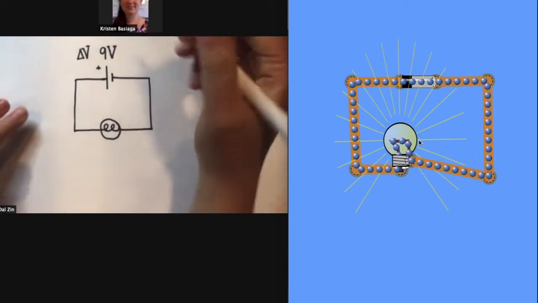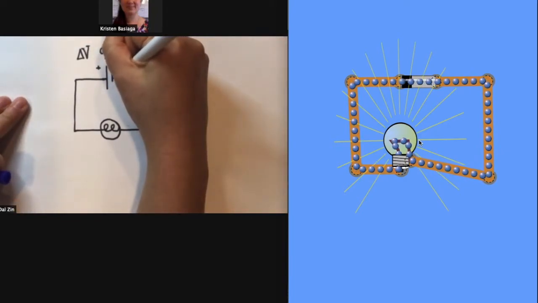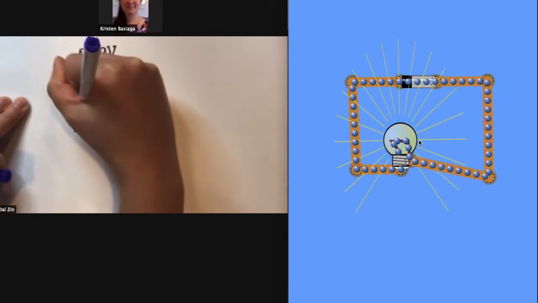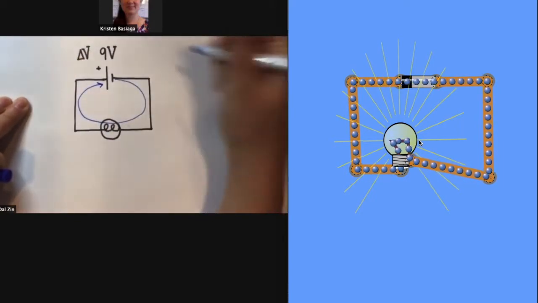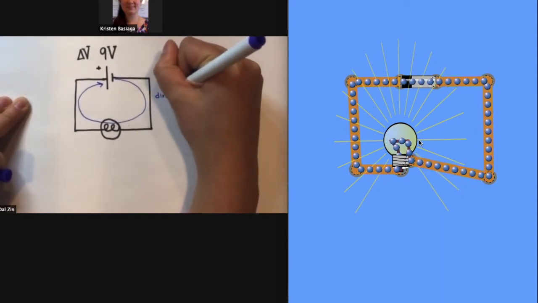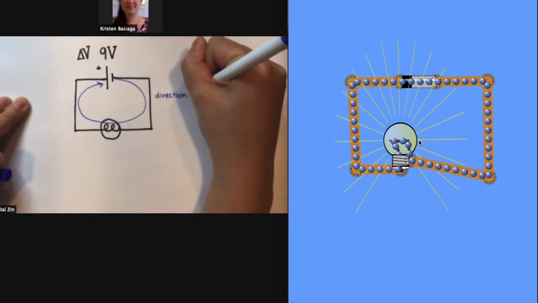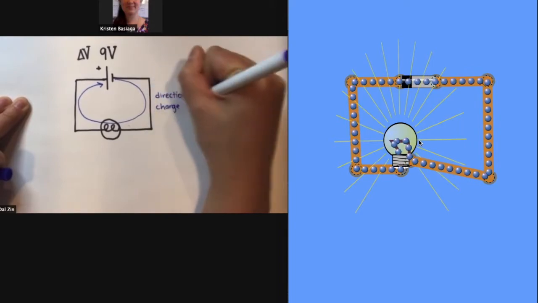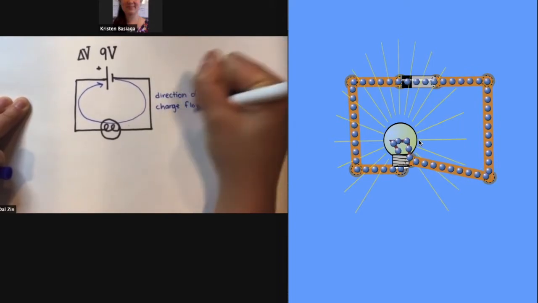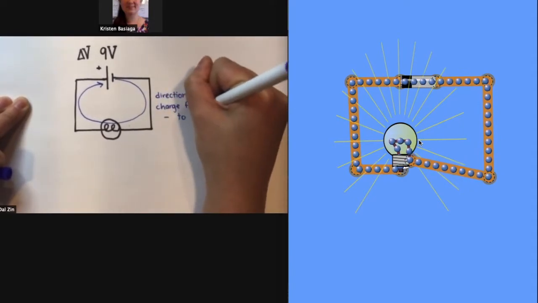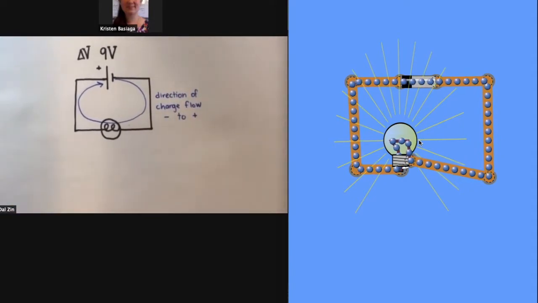All right, when you get a circuit diagram, I'll often ask you to draw the direction of charge flow. And notice this. The actual charges themselves flow from the negative end to the positive end. That's because the charges that are flowing are electrons. And the direction of charge flow is the direction that the electrons move. They flow from the negative terminal of the battery to the positive terminal because they're attracted.